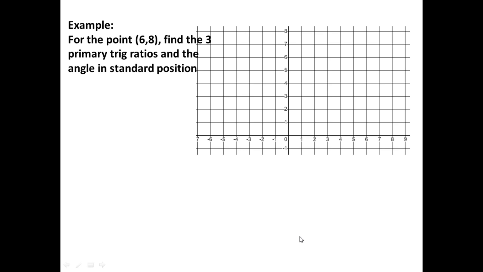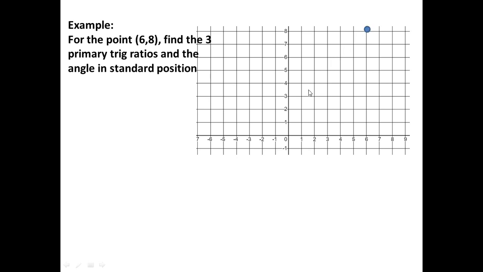Our next example. For the point (6, 8), find the three primary trig ratios and the angle it creates in standard position. So first, I'm going to plot (6, 8). So we have (6, 8) right there.